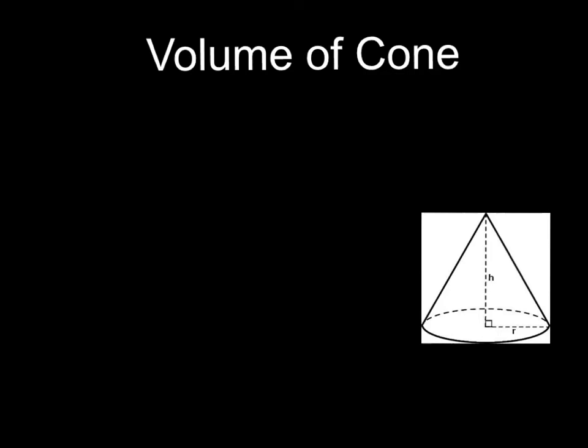In finding the volume of a cone, you'll notice that in a way it looks like a bit of a pyramid, but it's got a circular base. The formula for a cone is actually related to that of a pyramid. The formula for the volume of a cone is equal to the base area times the height divided by 3. So that's the same as the volume of a pyramid.